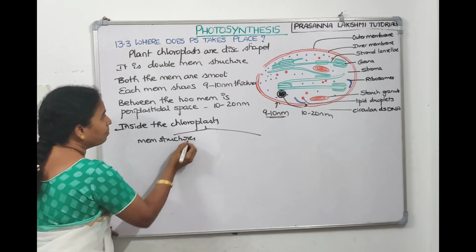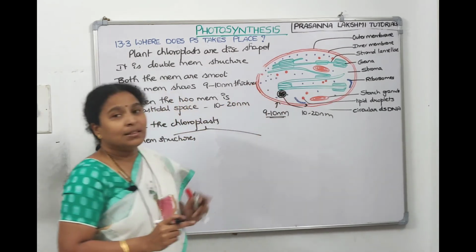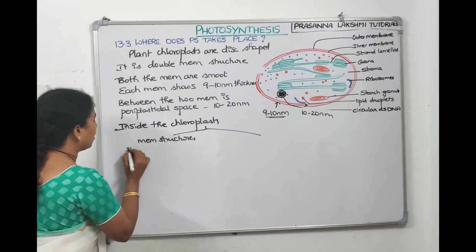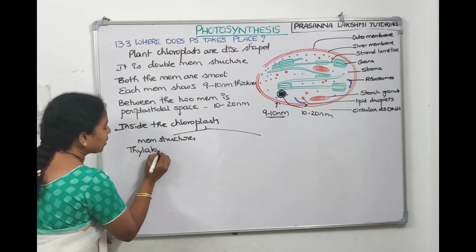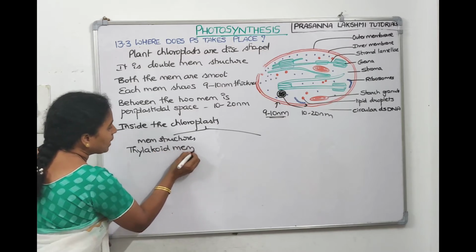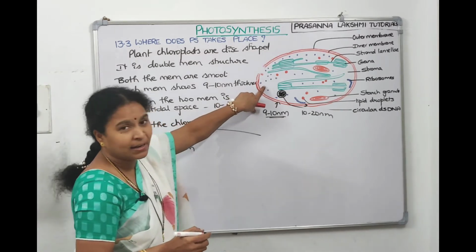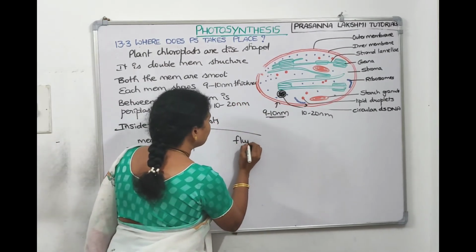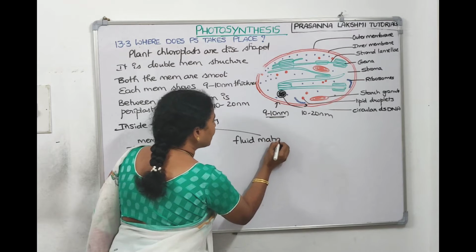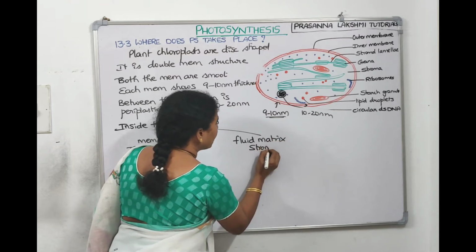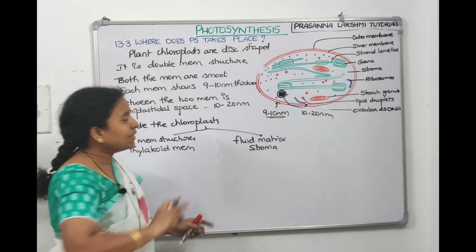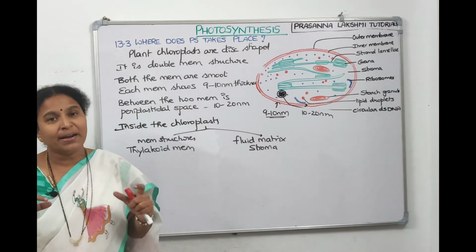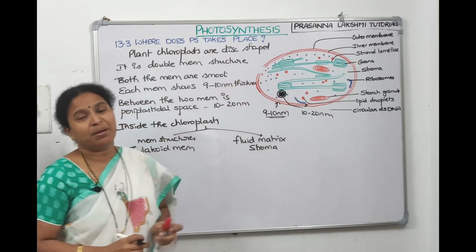What are the membranous structures called? They are called thylakoid membranes, and there is a fluid matrix here which is called stroma. So inside the chloroplast we find a fluid matrix called stroma, and there are thylakoid membranes. All these are thylakoid membranes, right?